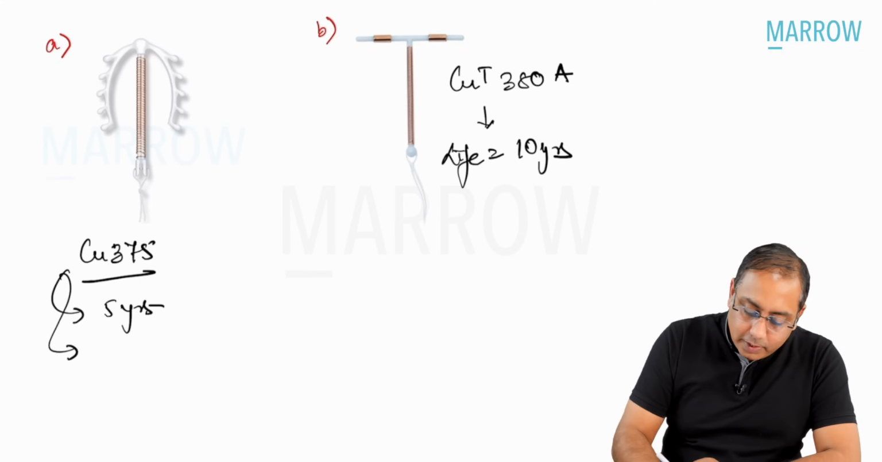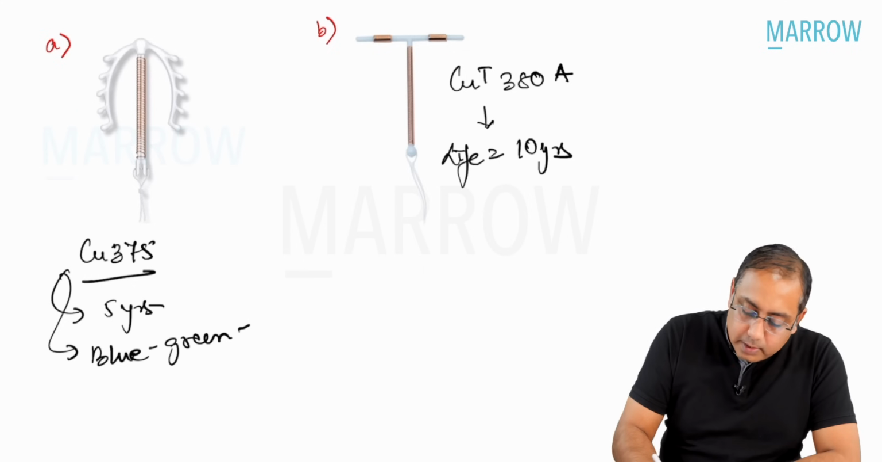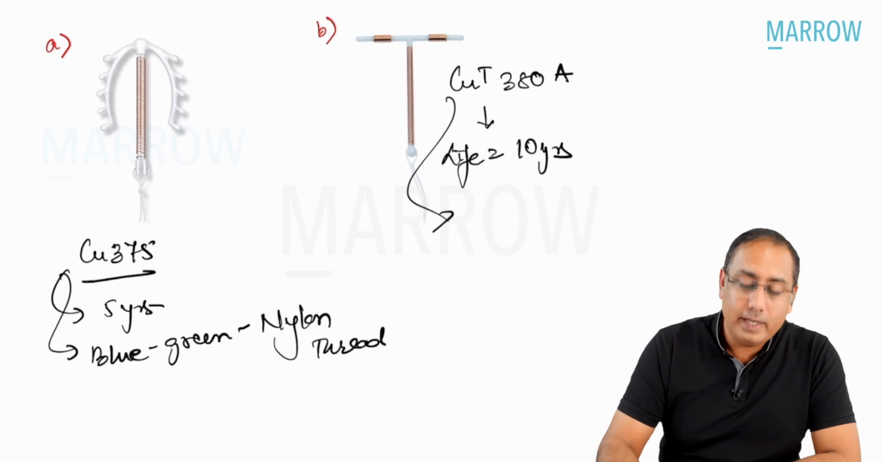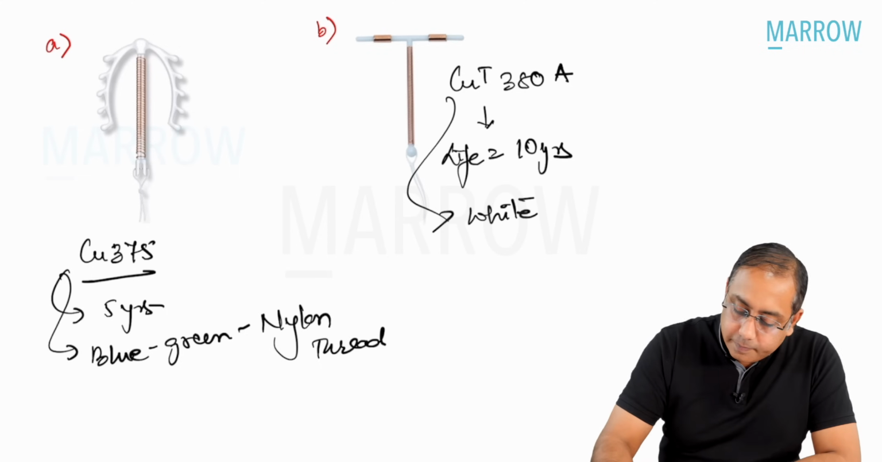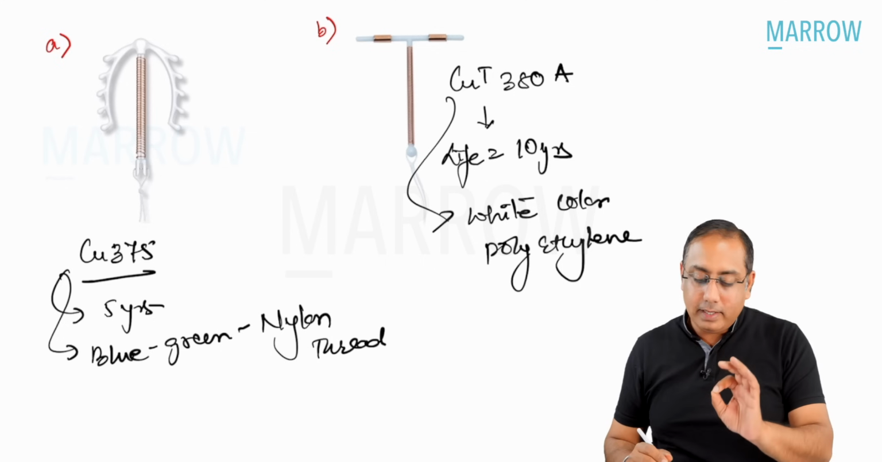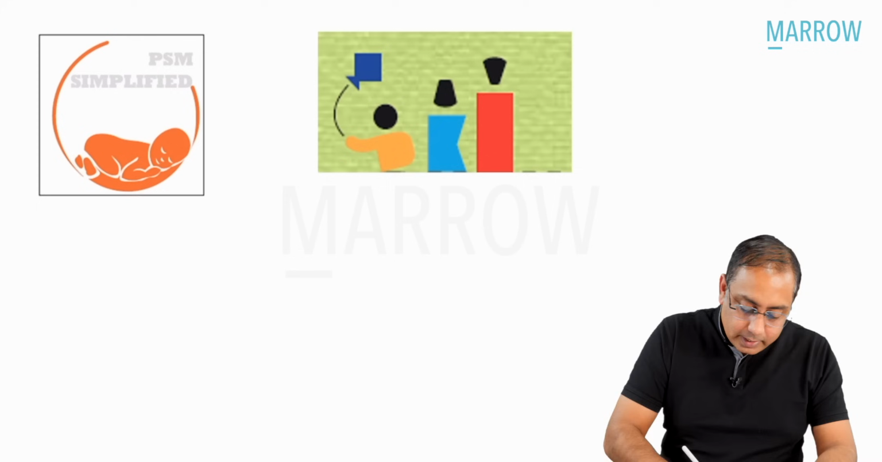Copper 375 has a blue green color nylon thread, whereas the copper T380A has a white color thread which is made up of polyethylene, and the lifespan is for 10 years.